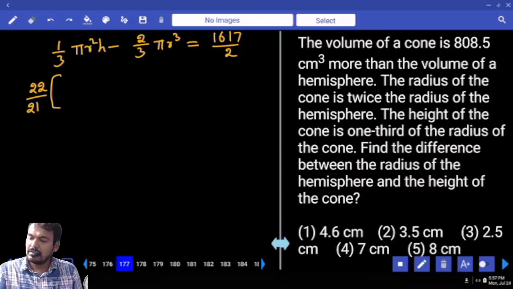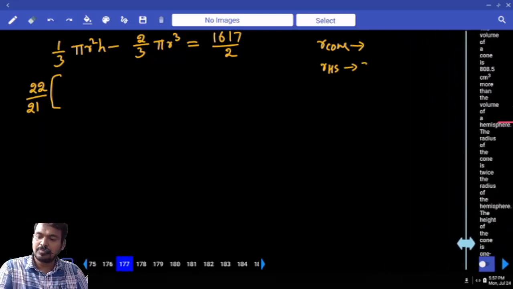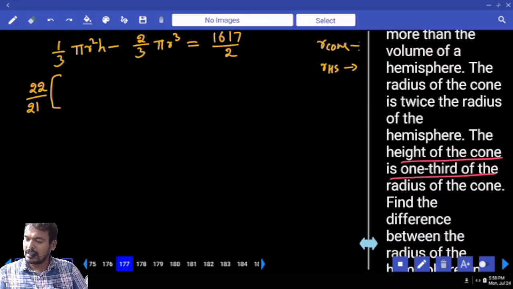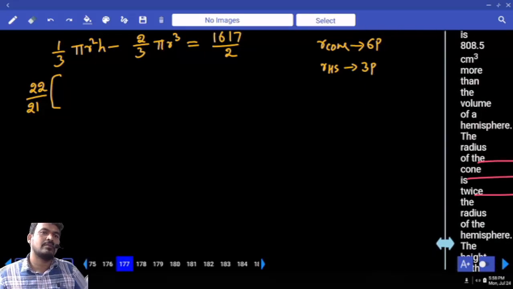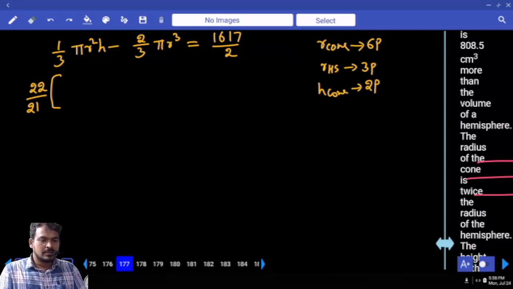What is the next line given? The radius of the cone is twice the radius of a hemisphere. Suppose the radius of the hemisphere is 3 parts, then the radius of the cone is 6 parts. Next, the height of the cone is 1/3 of the radius of the cone. The radius of the cone is 6 parts, and 1/3 of that is 2 parts, so the height of the cone is 2 parts.